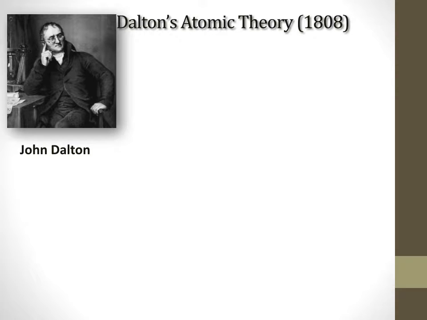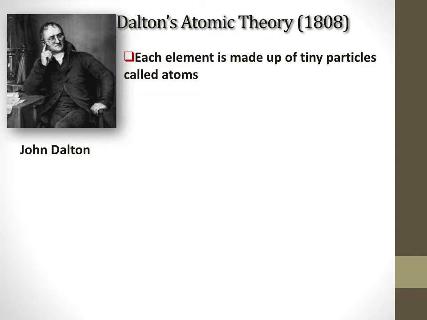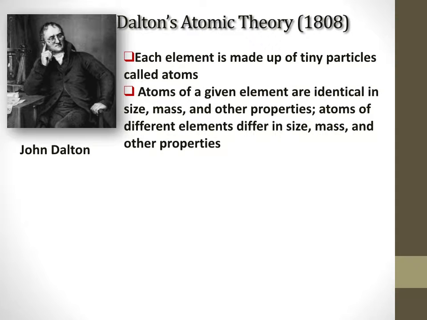So Dalton's atomic theory says that each element is made up of tiny particles, and those particles are called atoms. The atoms within a given element are identical in their size, mass, and other properties. And if you compared those atoms to atoms of different elements, you would see that they are different in size, mass, and other properties.